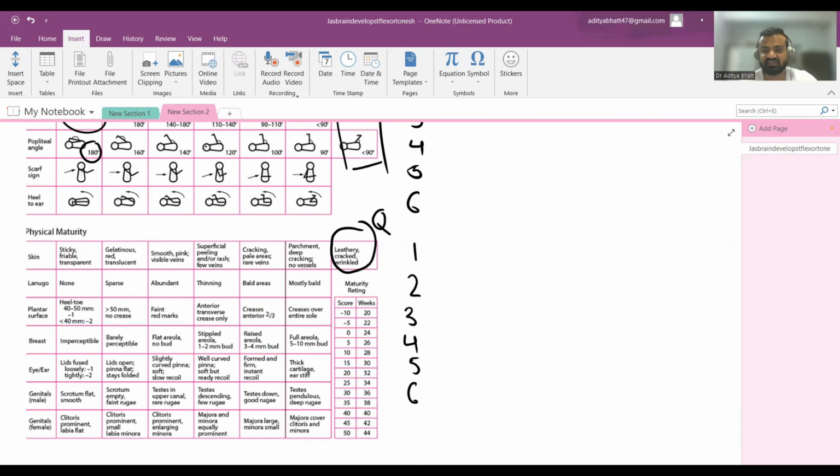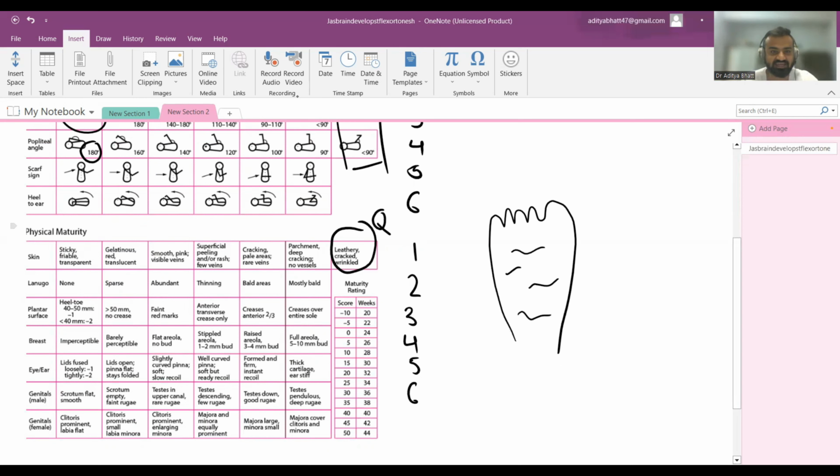Then you see the plantar surface. You see something like this. If there are creases over the sole, if you see your own sole, there are creases. So if the upper one third, two third is present, or the entire sole has creases, depending on that, the more the age goes, the more the creases grow. Okay. And here in the plantar surface, you also have minus two and minus one. Okay. That is again very important.